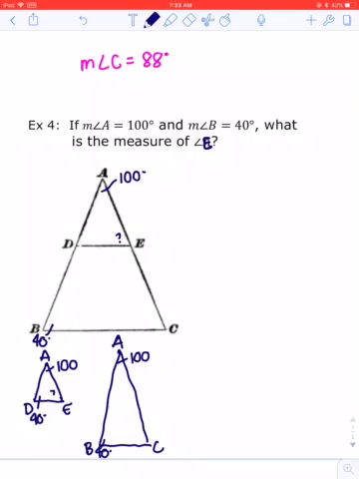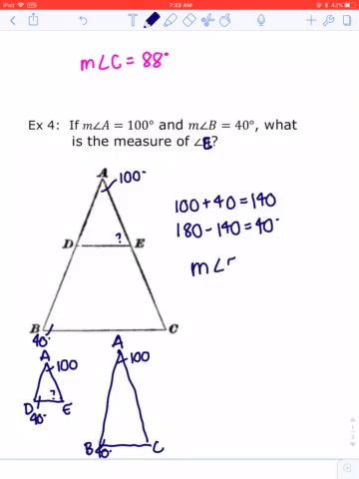And I'm looking for angle E. So I've used my knowledge from yesterday. I'm going to add up the angles I know, which gives me 140, and I subtract that from the total sum of the interior angles of a triangle, and I get 40 degrees. And that would be the measure of angle E. So the measure of angle E equals 40 degrees.